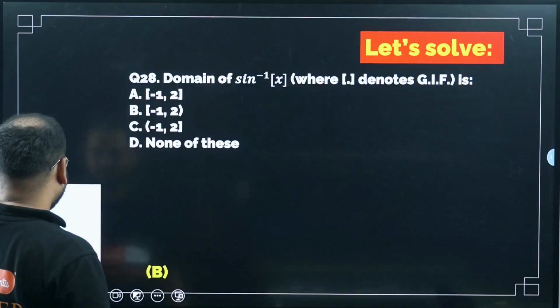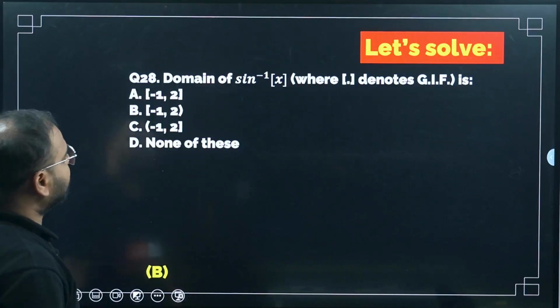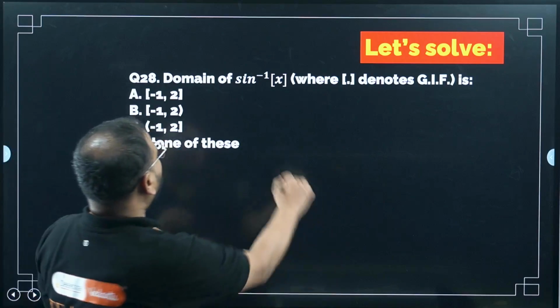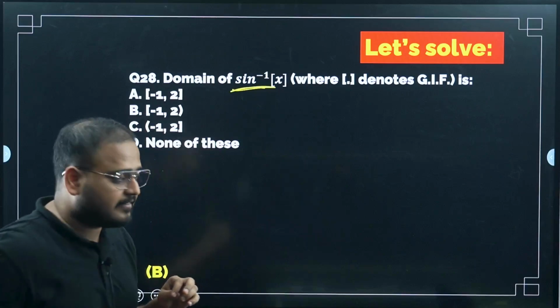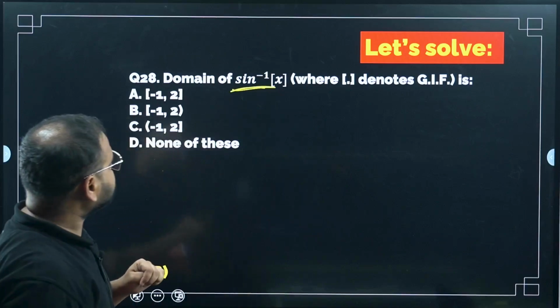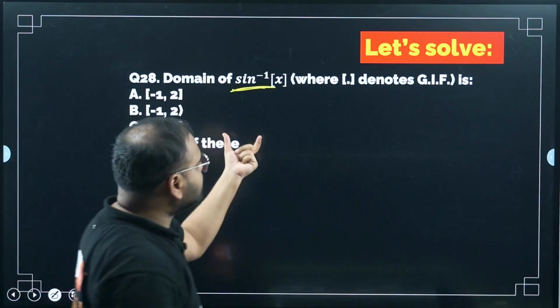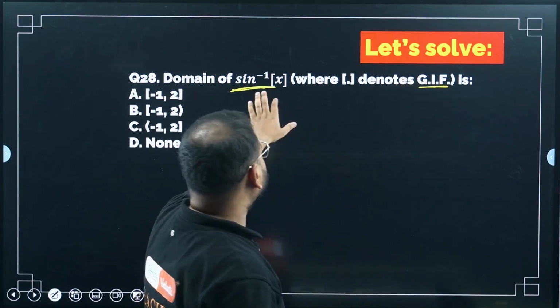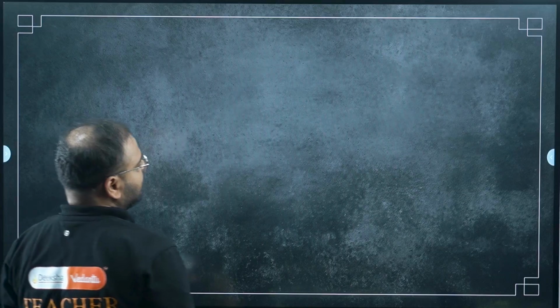Let's move on. 28th. This question I have done in my regular classes also. I have done it in my regular classes for IIT. I hope you have solved it. So sine inverse of greatest integer function of x. GIF is given here, right? Greatest integer function of x is given. So let's look at the graph quickly of GIF.